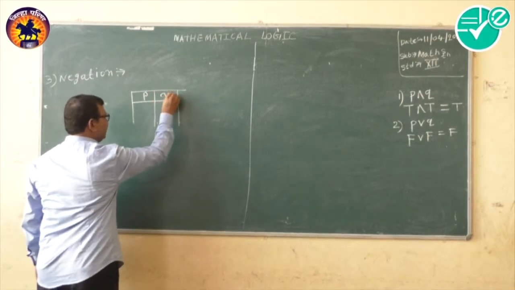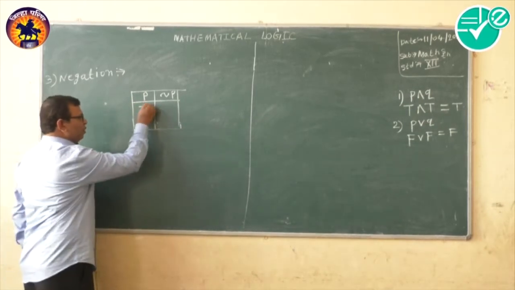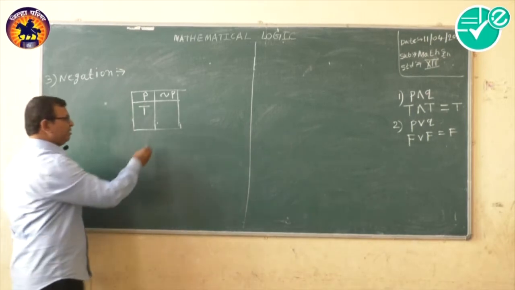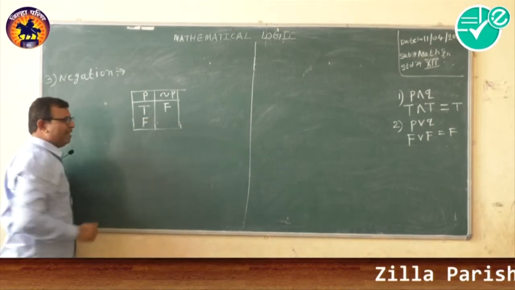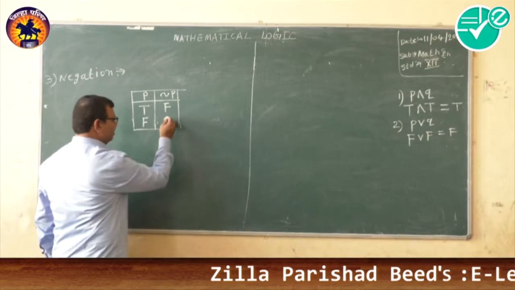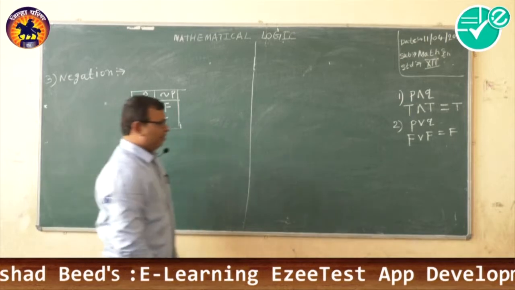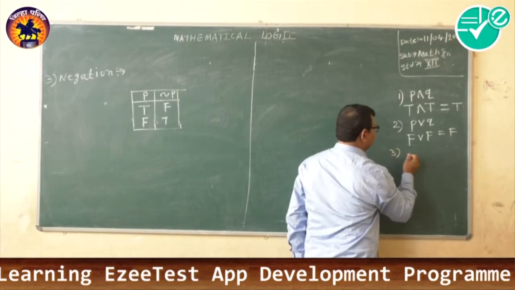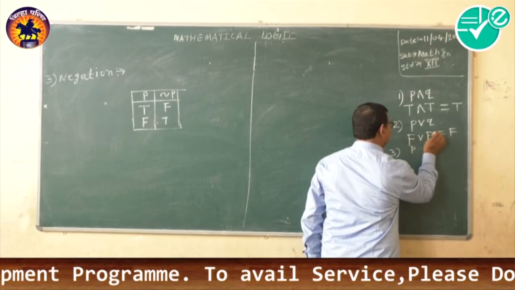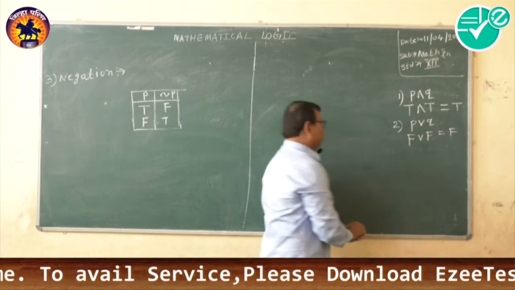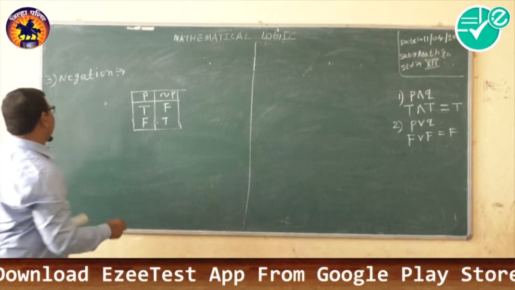Now see, the table of negation is P, negation P. If P is true, then negation of P is false. If P is false, then negation of P is true. From this, we can see the negation of P. So there is no need to write more here. It is simple.